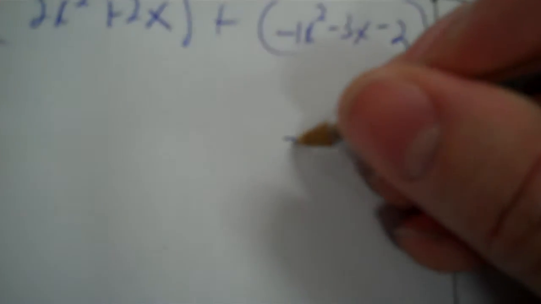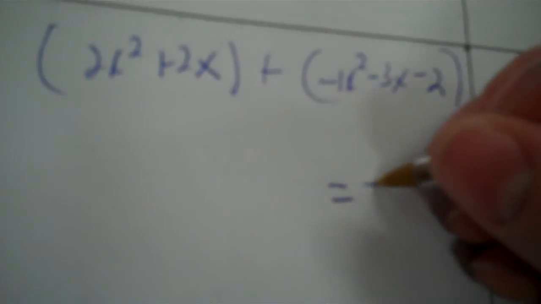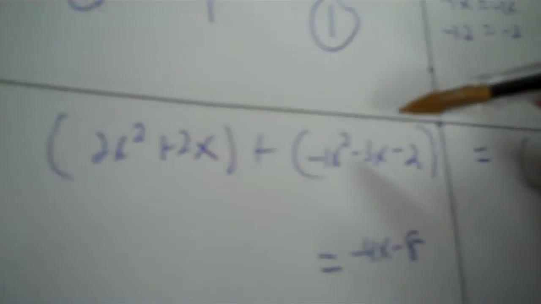Okay, now put your equals here. You just put the negative 4x minus 8. Then you got x squared, x squared, x, constant. So x squared, 2 and negative 1 is 1. x, 2 and negative 3 is negative 1. Then negative 2. Okay, there's two answers.